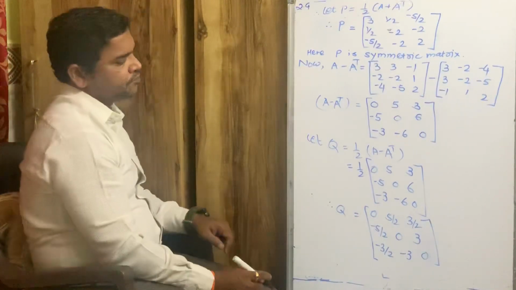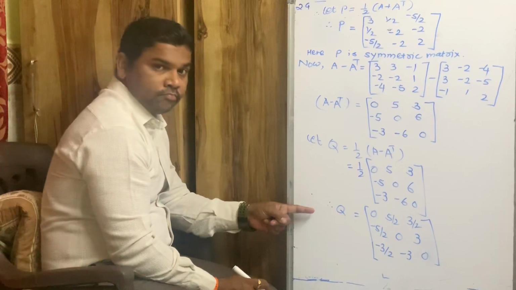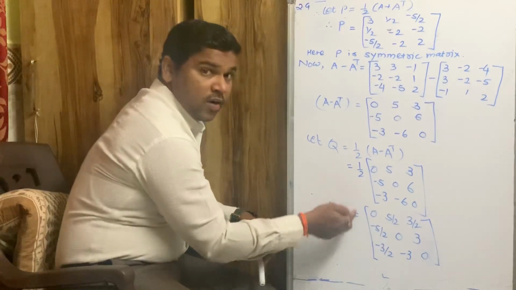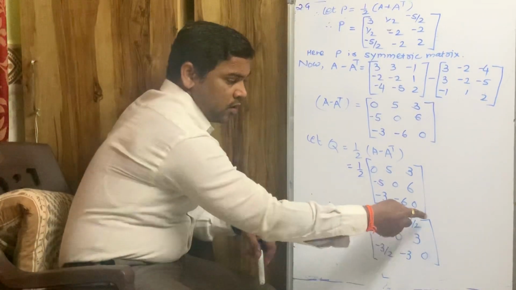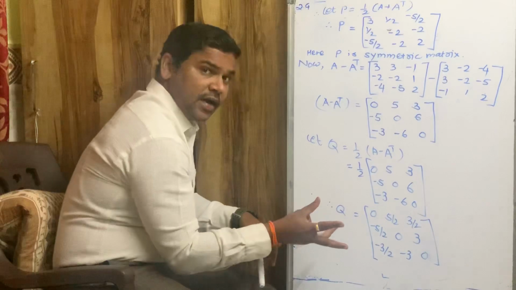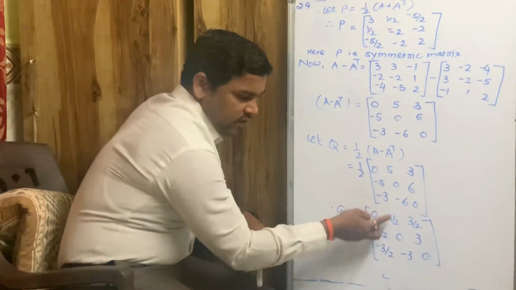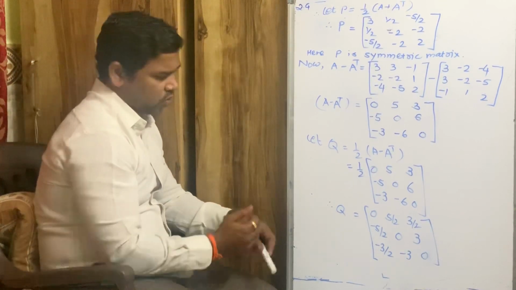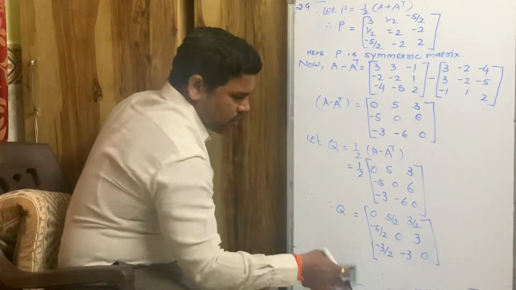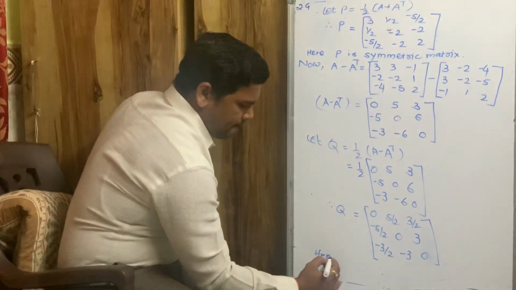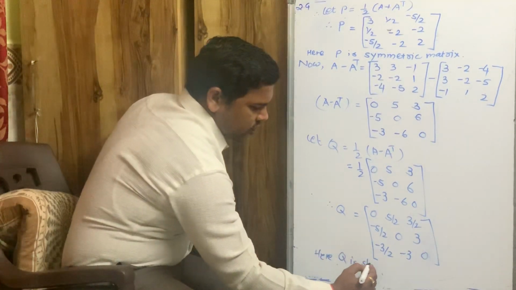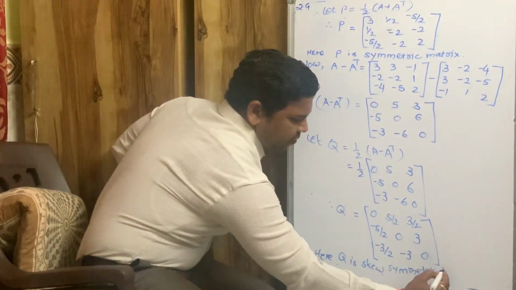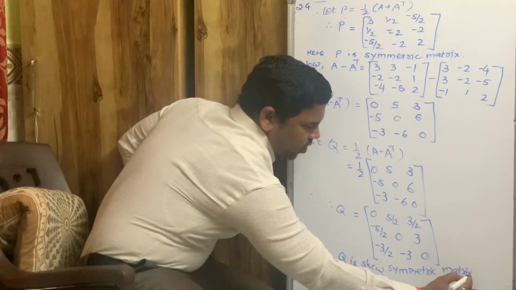So just check it out. This Q is nothing but a skew symmetric matrix. The first row and first column are the same but opposite in sign. Do you see? The first row and first column are the same but the sign is different. The second row and second column are the same but the sign is different. So this is a skew symmetric matrix. So you can write here: Q is a skew symmetric matrix. Here Q is a skew symmetric matrix.